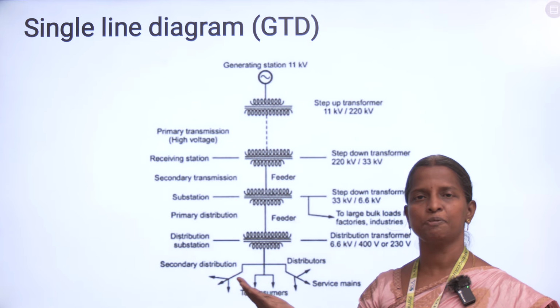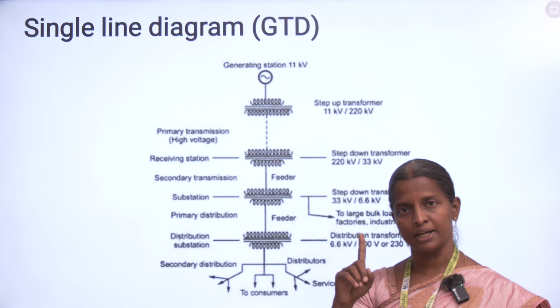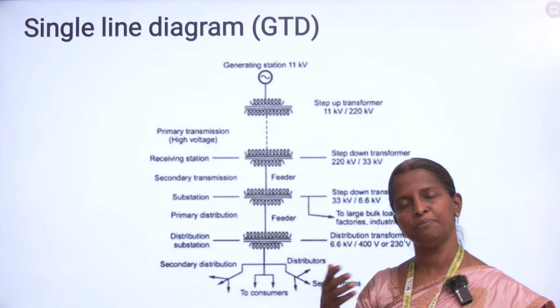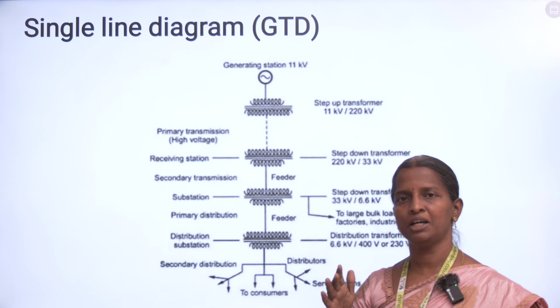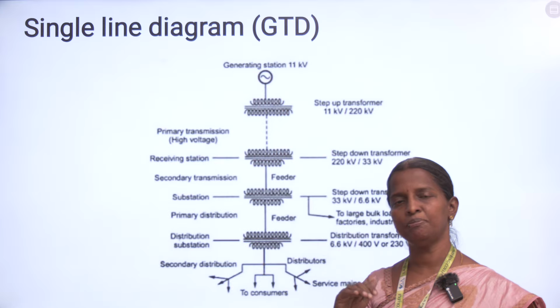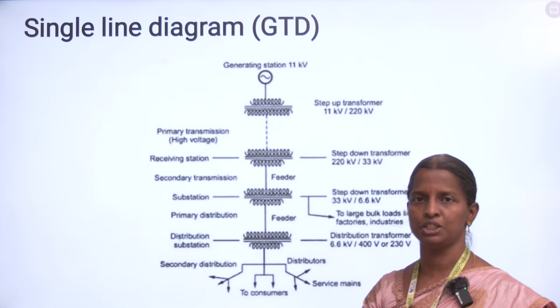But mu r will vary based on the material. If you are taking free space, the mu r value is 1. If you are taking an iron core, it may be 3, 4, based on the alloy we are using. So it will vary, but it will be greater than 1. That is why we are using the iron core.